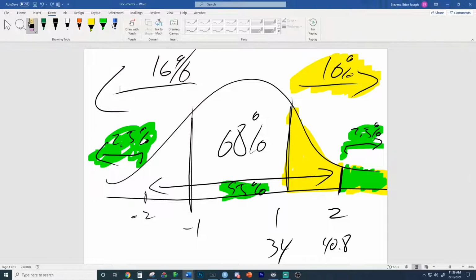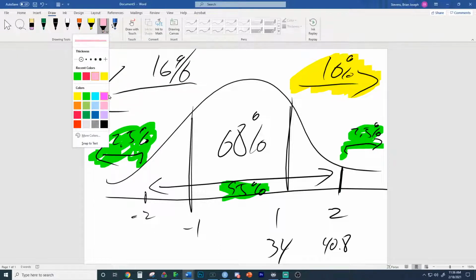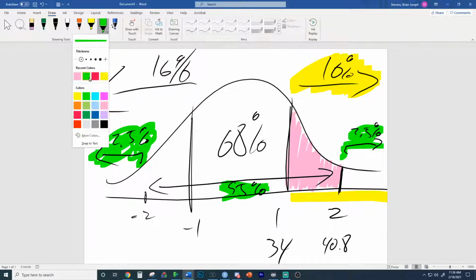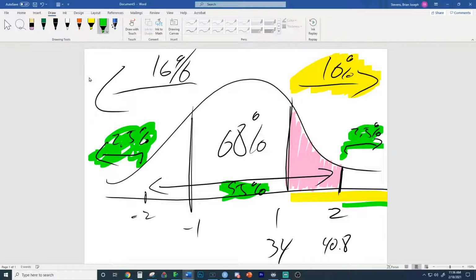And what would we get? We are only interested in this area. We need to do a different color for it so the color coding matches. We want just this region right here. So the yellow region is from here over. The green region is from here over.